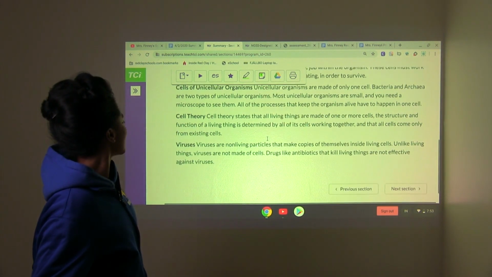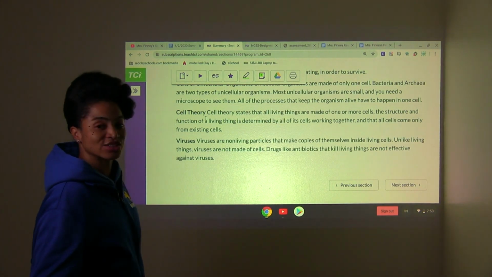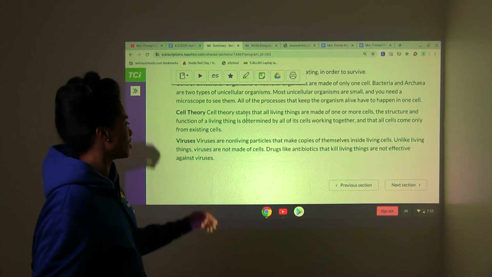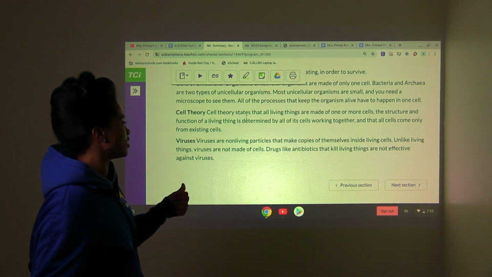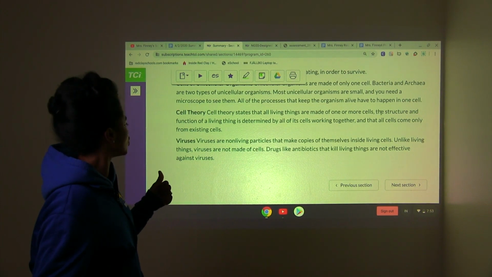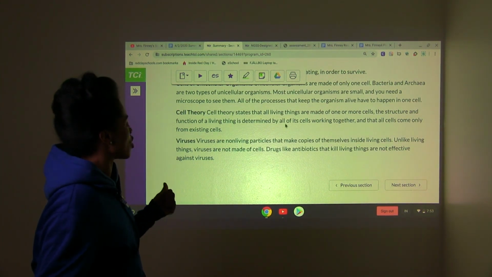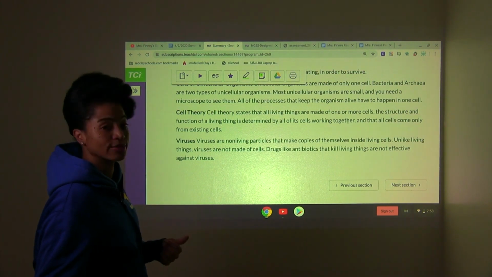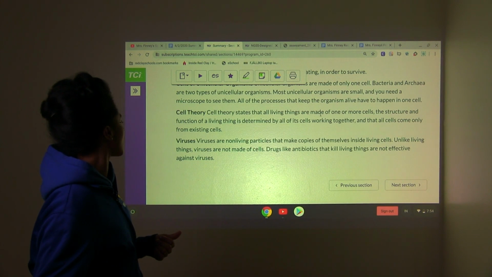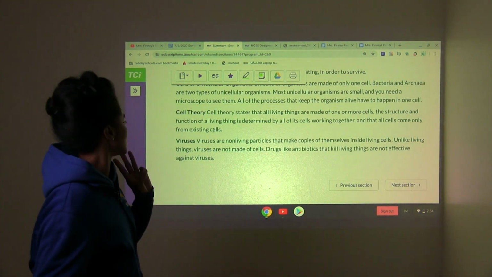In our third section, we talked about cell theory. And this section told us that cell theory states that all living things are, 1, made of one or more cells. 2, the structure and function of a living thing is determined by all of its cells working together. And 3, that all cells come only from existing cells. 3 points to the cell theory.